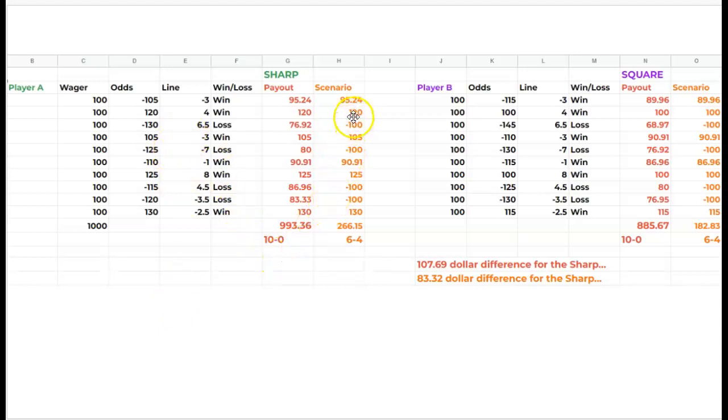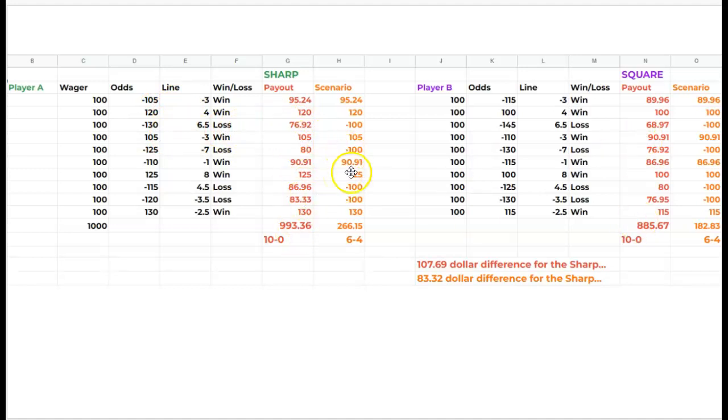As a more realistic scenario, let's say the sharp went 6-4, let's say the square went 6-4, and you can see here another $83.32 difference, again, because of the price of what these guys are getting. Who's going to go 10-0? Not very many people, but it happens.